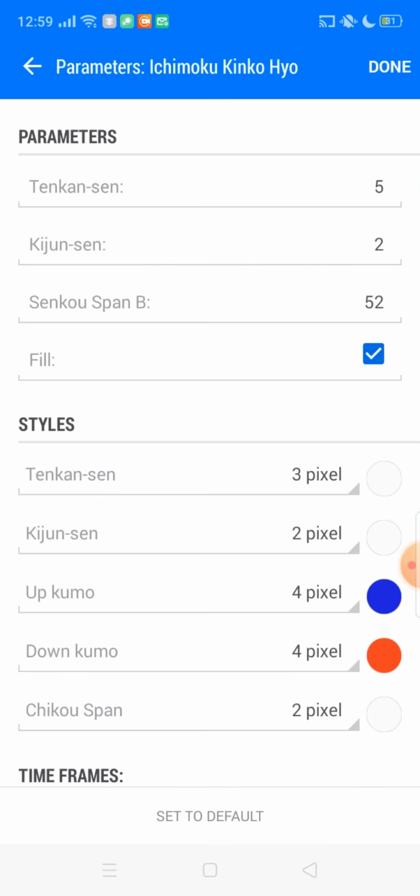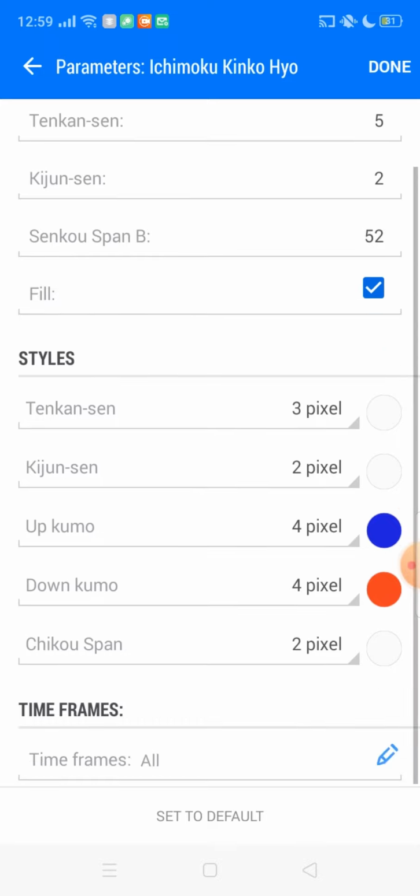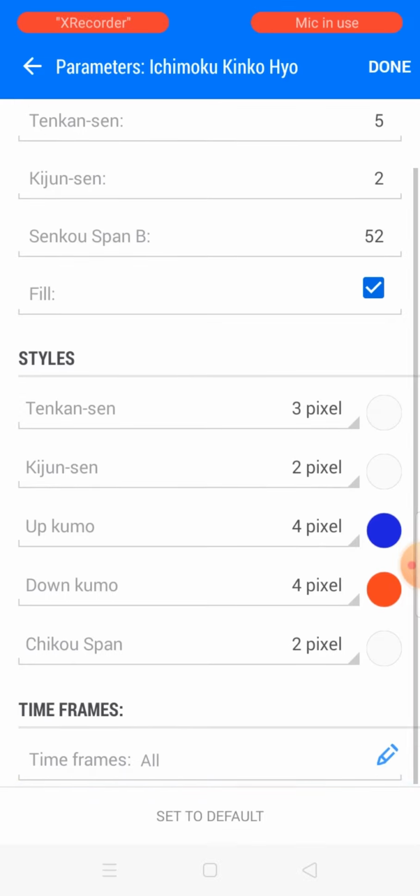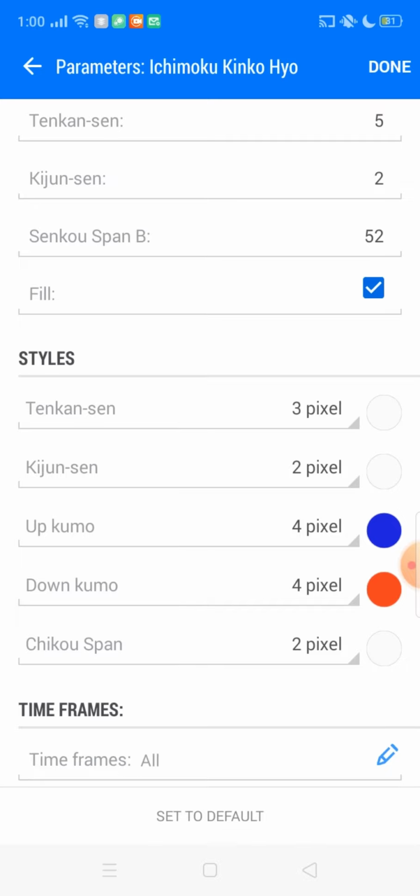So these are the settings. You can quickly just screenshot this. We have Tenkan-sen is 5, Kijun-sen is 2, and Span B is 52. You should fill this box. Just quickly take note of this and arrange them. Make sure you enter them on your indicator exactly as it is here. But for the colors, make sure you use colors that match with your chart.